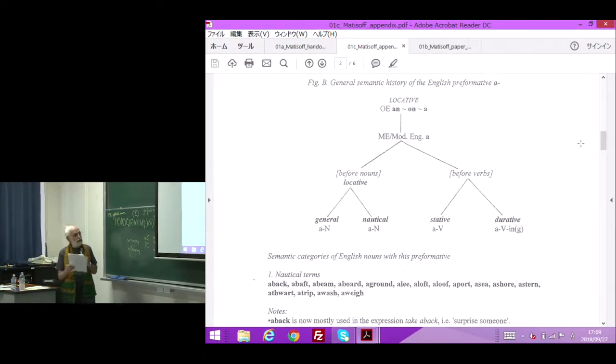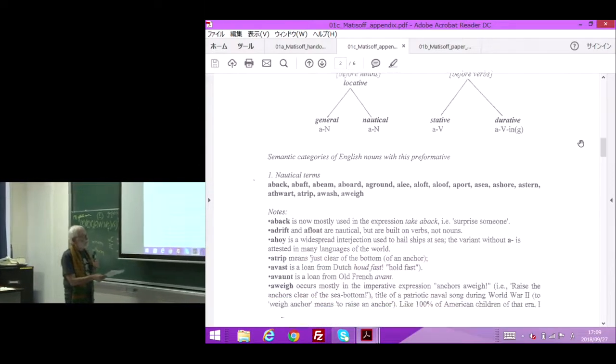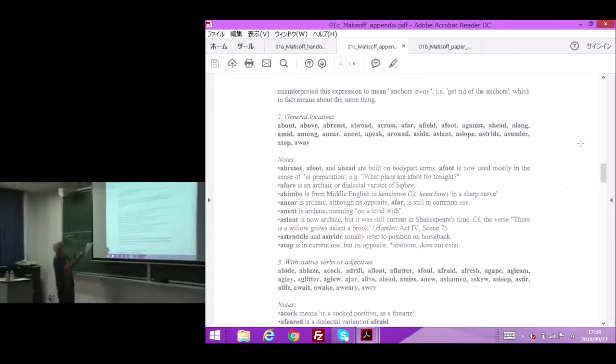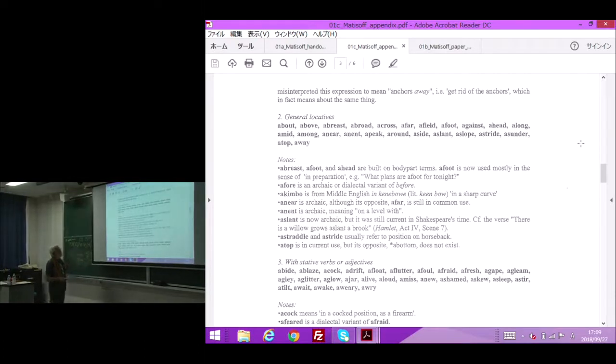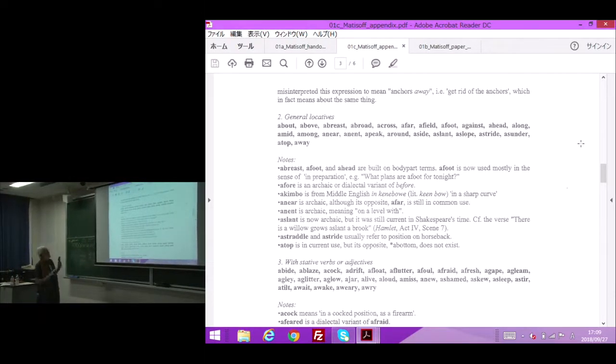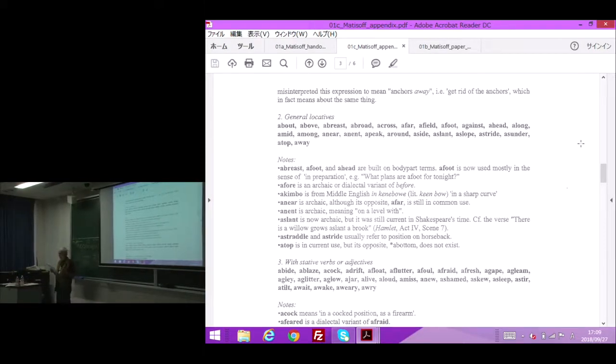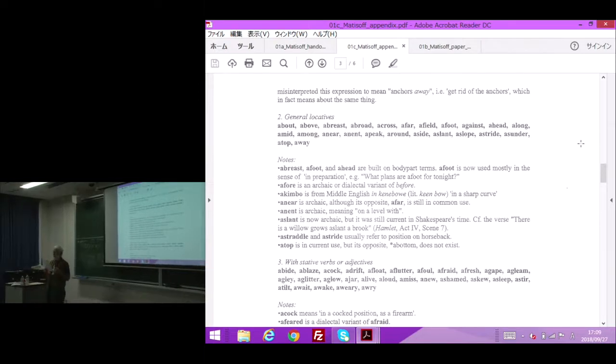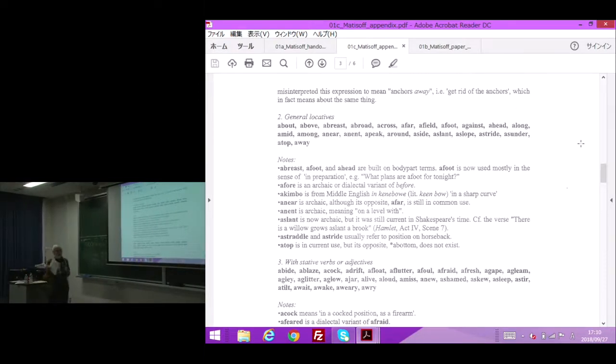Then there are a lot of general locatives. Like about, above, abreast, abroad, across, afar, afield, afoot, against, ahead, along, amid, among. Some aren't used anymore. Around, aside, aslant. Aslant, I find in Hamlet, they're talking about Ophelia. There is a willow grows aslant a brook, which means slanting over the brook. But nobody uses that anymore. So a lot of these are archaic.